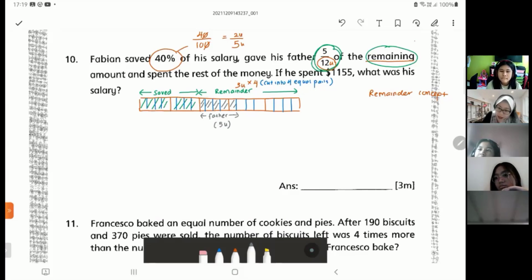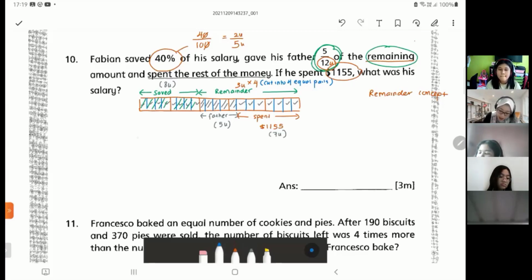Now, how many units did he save? 1, 2, 3, 4, 5, 6, 7, 8. 8 units saved. Okay. Now, we know that the rest of the money is spent. So the one that is not shaded, this one is spent. And how much did he spend? He spent $1,155. How many units is that spent? 1, 2, 3, 4, 5, 6, 7. That is 7 units. Can I start doing the question already?